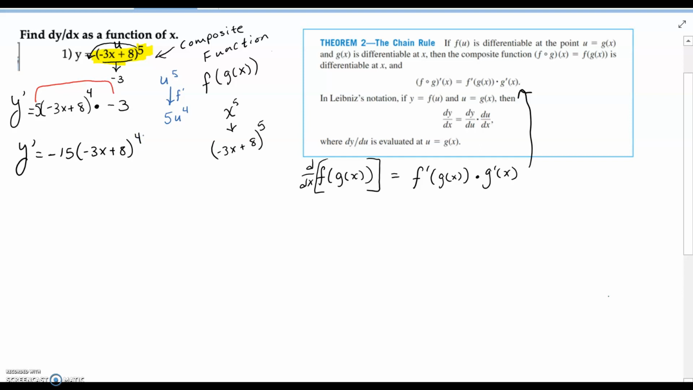There's nothing more to it for this chain rule. So remember, again, you take the derivative of the outside and then you multiply by the derivative of the inside, and then you try to see if you can simplify. Okay, but let's go ahead and take a look at another example.